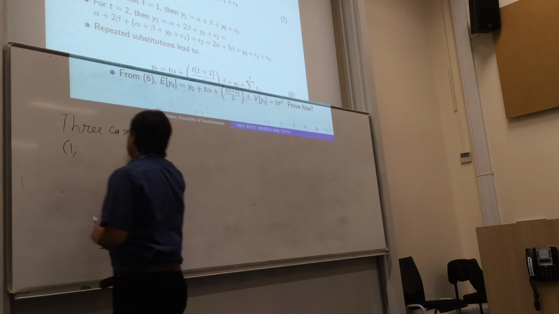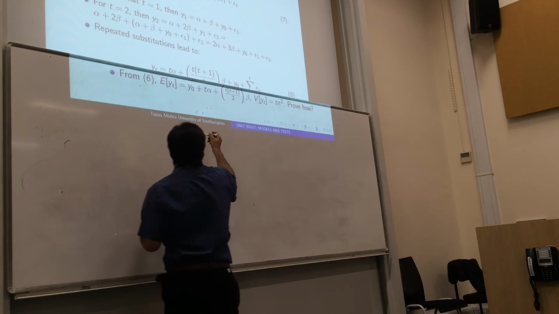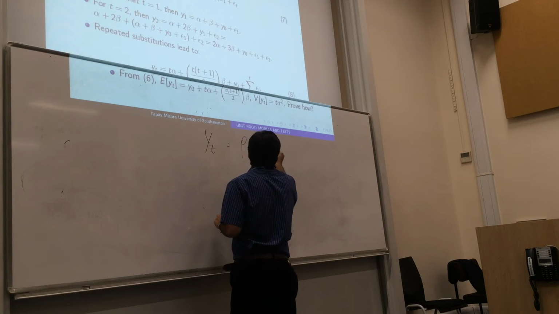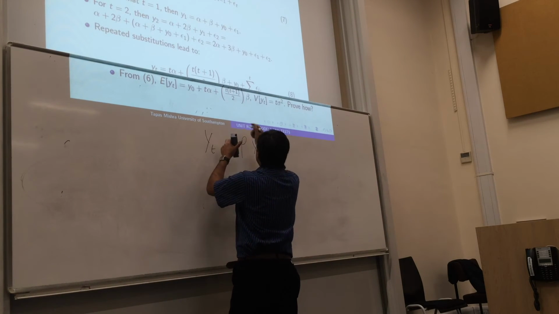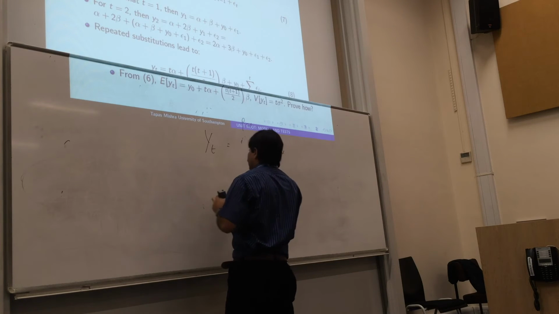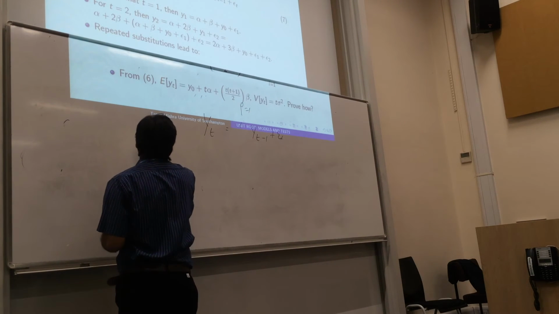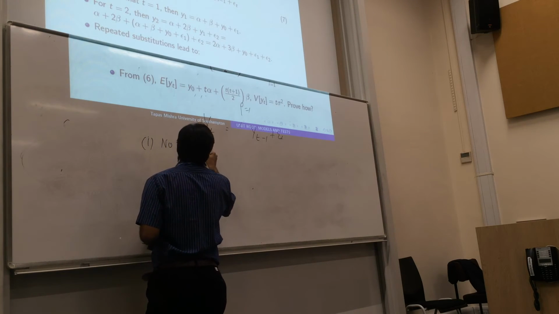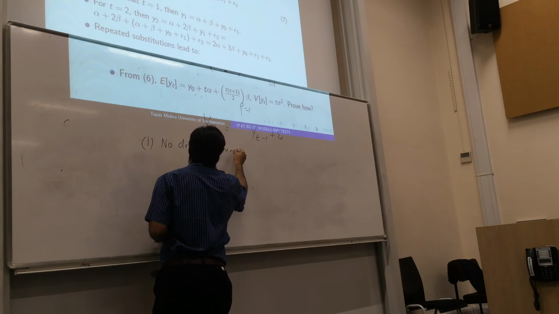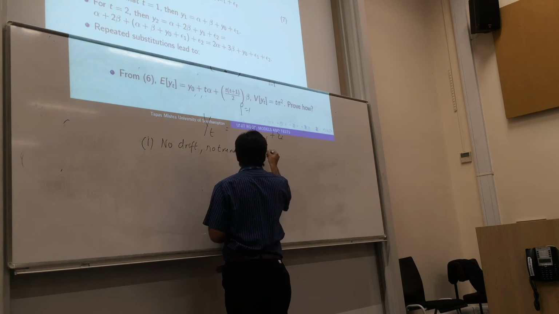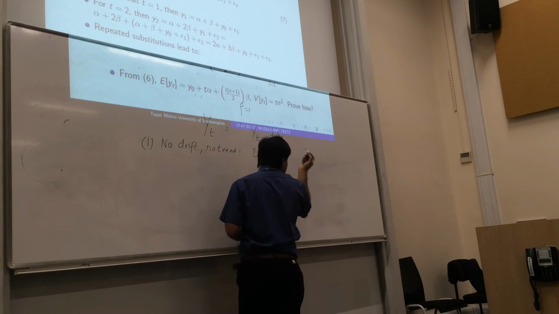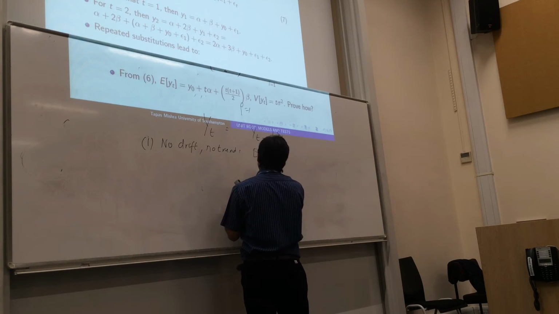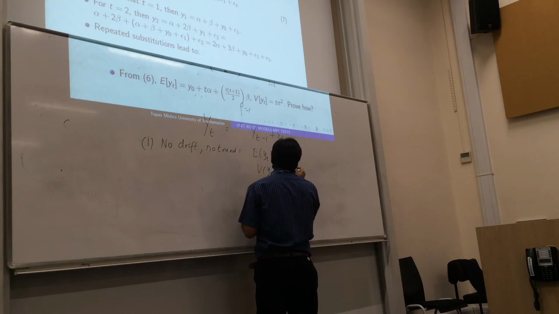This is our very restricted process, and I am assuming rho equal to 1. So we discussed three cases. First, no drift, no trend. In this case, we derived that the expectation of yt was y0, and the variance of yt was t sigma square.